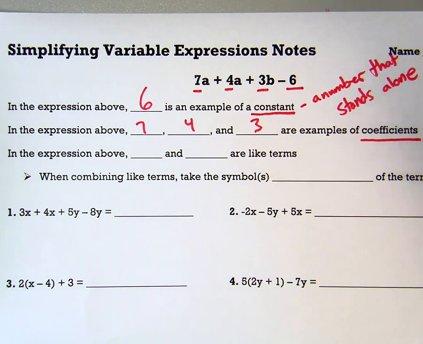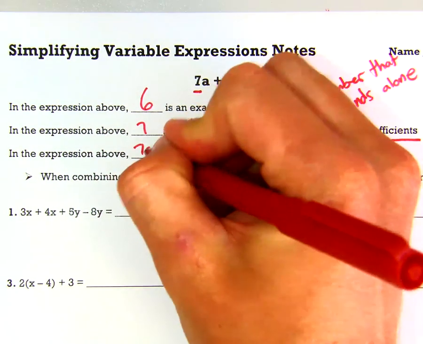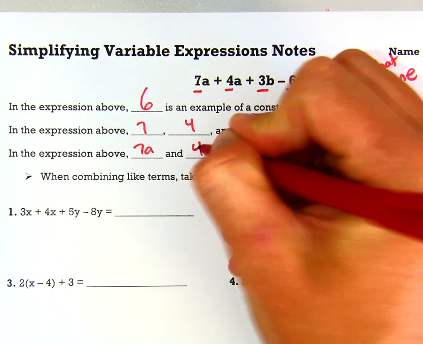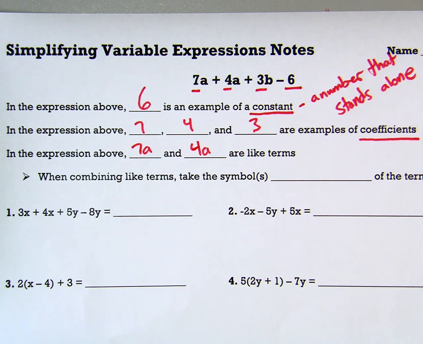And then lastly is our like terms. Our like terms in this case is when we have the same variable. So 7a and 4a are like terms. And because they're like, they have something in common, we're going to be able to combine them, which is what we're going to be also working on.